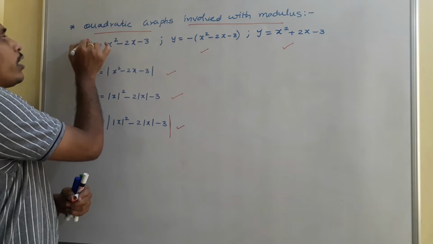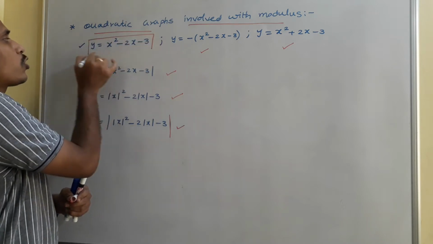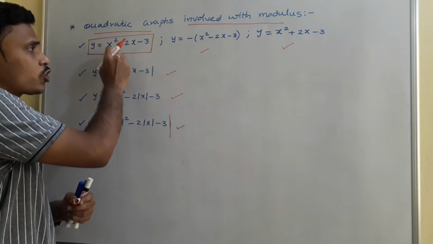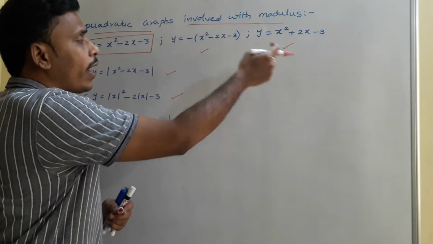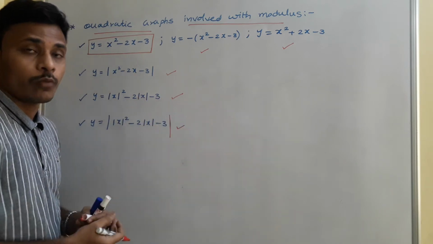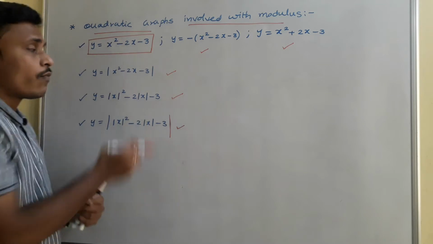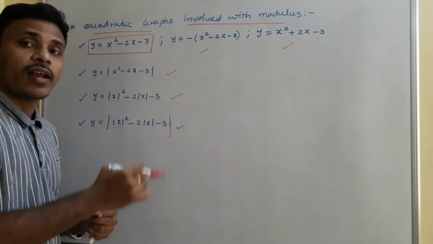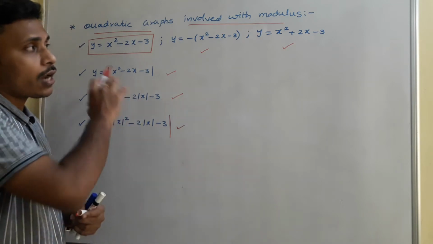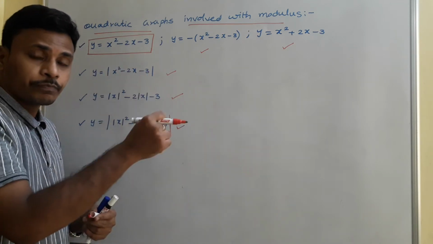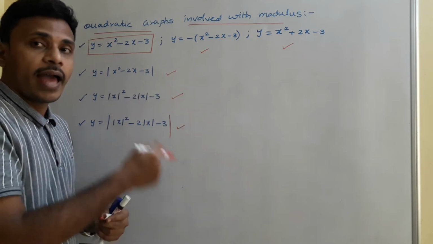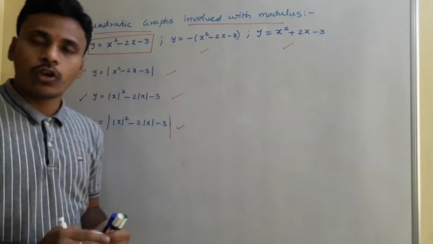We need to treat this y is equal to x square minus 2x minus 3 as a basic reference graph. With reference to this, we observed how another graph is formed, that transformation also, from the first graph to the next one, from the first graph to the last one, how the transformation forms. Everything we observed in the last class. Now in this class, with the recalling of these 6 graphs, with the help of these 6 graphs, I am going to sketch some more graphs.